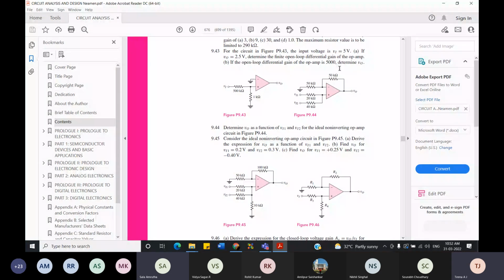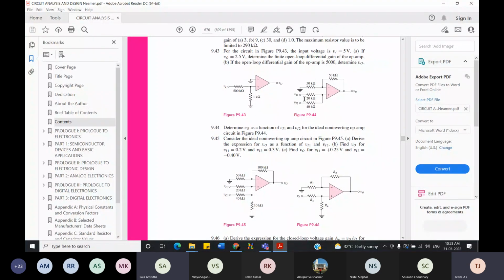So what is V output? V output is gain times input. Now gain you got, it is 1 plus RF divided by R1, 50 divided by 50. Now it is gain multiplied by input. What is input? You have to calculate input at this point. So how will you calculate? Just apply voltage division here.